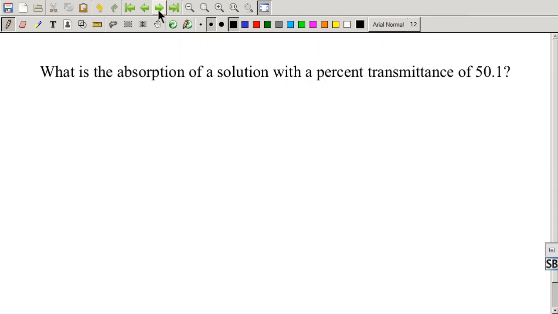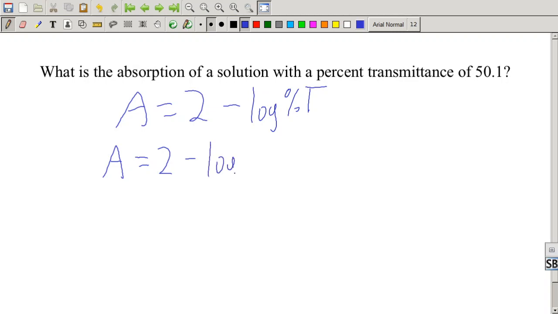So how do we calculate this back and forth? If I have a percent transmittance of 50.1, what absorbance would I report? And of course, this is all done for you normally. The equation we use is absorbance is equal to the log of 100, which is 2, minus the log of the percent transmittance. And so in this particular case, that's going to be 2 minus the base 10 log of 50.1. Make sure you use base 10 log here, not natural logs.